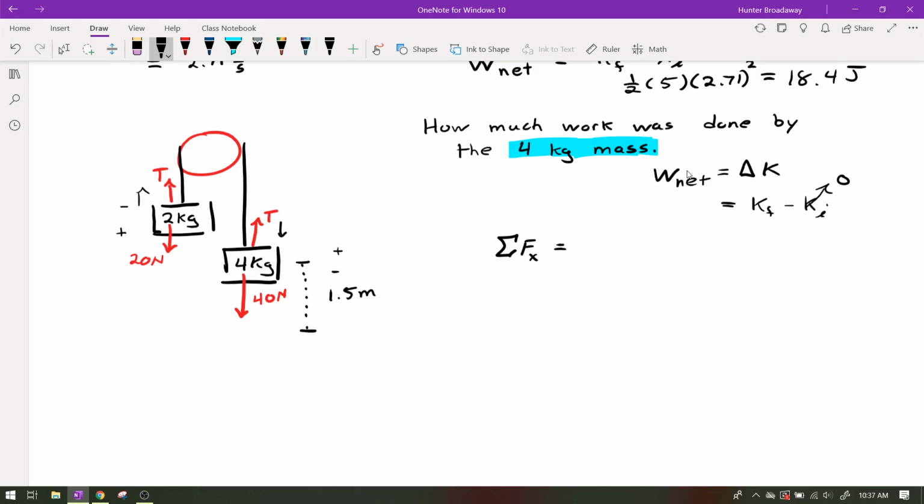If we get the sum of our forces going in the direction of motion, what do we get? It's got to be positive 20 newtons. So positive 20 newtons, minus the tension plus the tension.